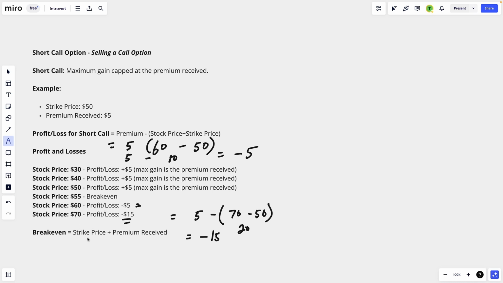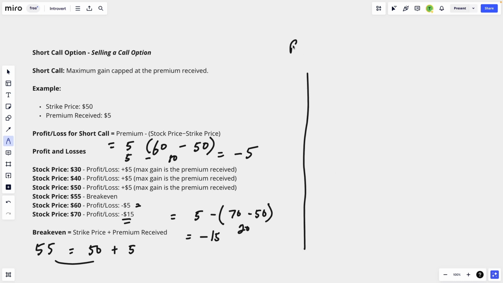So again, the break even is going to be the strike price plus the premium received. At 55, it's going to be the strike price of 50 plus the $5 premium. So that's going to be your break even. Let's chart these out on a profit and loss diagram, and you can see how the diagram is going to look for these scenarios. And if there's any background noise, it's because my dog is making noise on the chair right beside me.